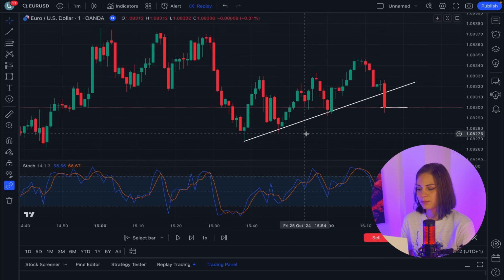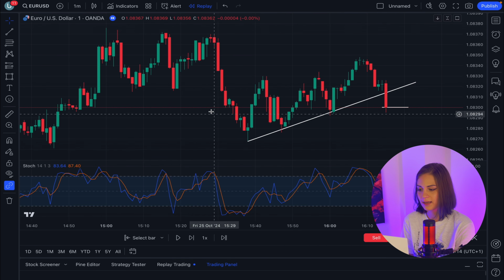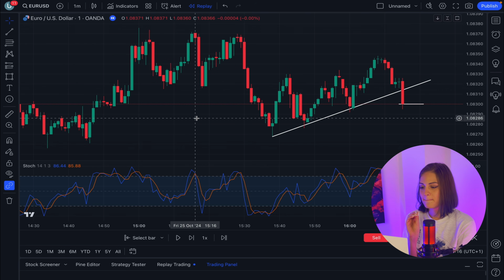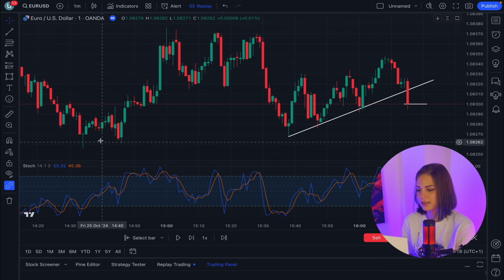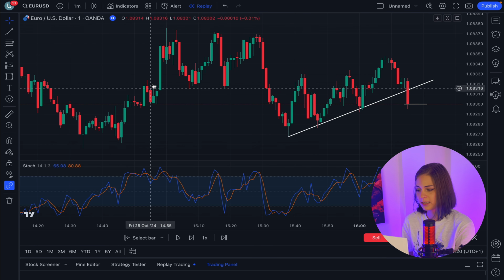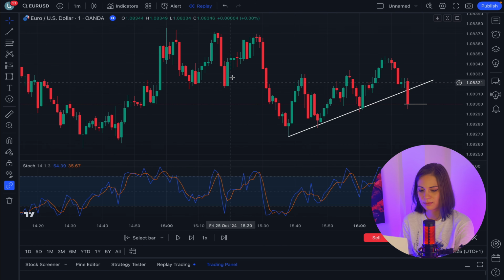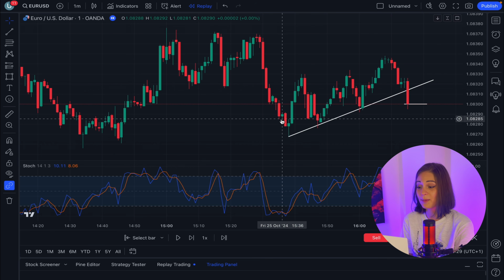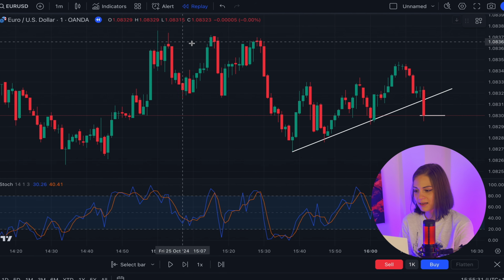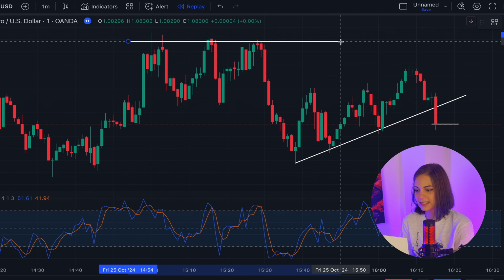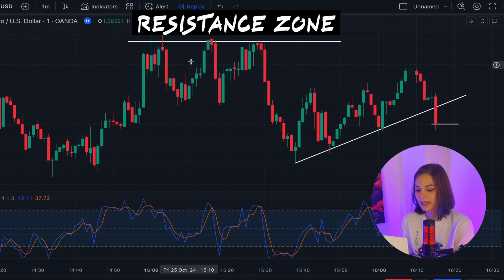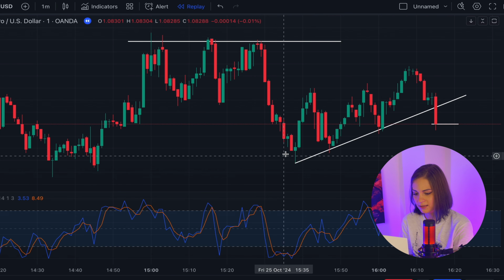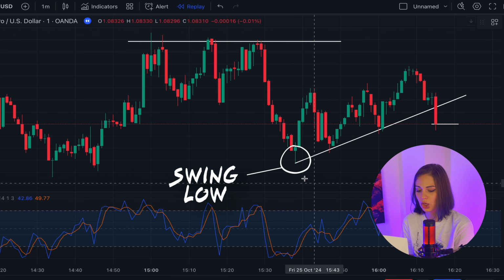It gives us the bigger picture. If we want to analyze the whole picture, we need to move backwards a little bit and see what happened in the past. Here we see that the price moved upwards, moved downwards, upwards, and basically there was a big drop after that. And that means that this zone is our resistance zone. And this right here, this dot, this is the swing low.